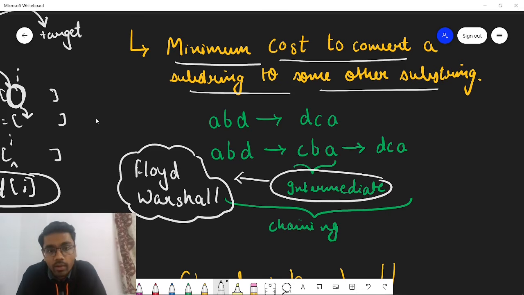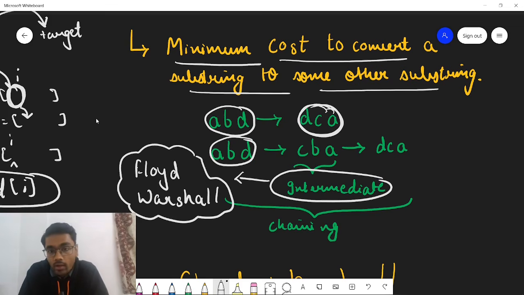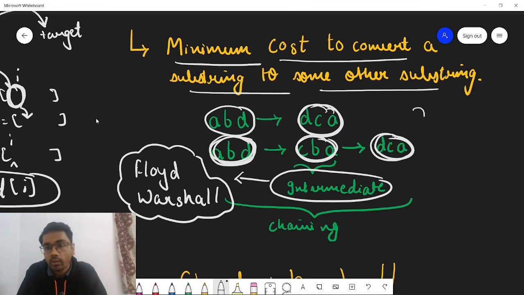So what I am saying is that if we need to convert ABD to DCA, so one way is that we can directly do this conversion, or we can do some intermediate chaining process. So first we can convert ABD to CBA, and then we can convert CBA to DCA. So indirectly we are converting ABD to DCA only. So you can see there are two possible ways. So in this we need to choose the minimum possible way.